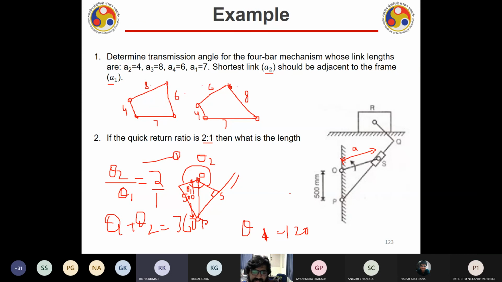All of you agree with this? If theta1 is 120 degree, then how much will be this angle? Ritesh Ranjan? 60. Okay, good. If it is 60, then what will be this length? How can I find out? 500 cos 60. Yeah, I think 250.